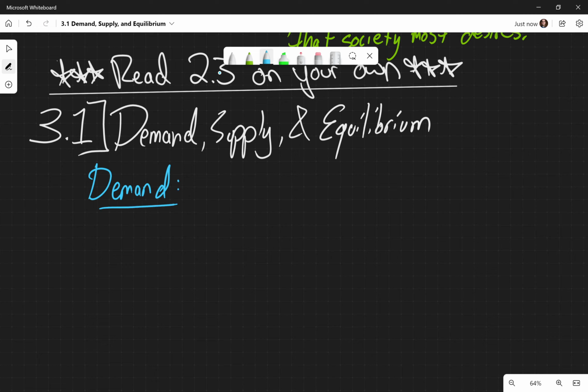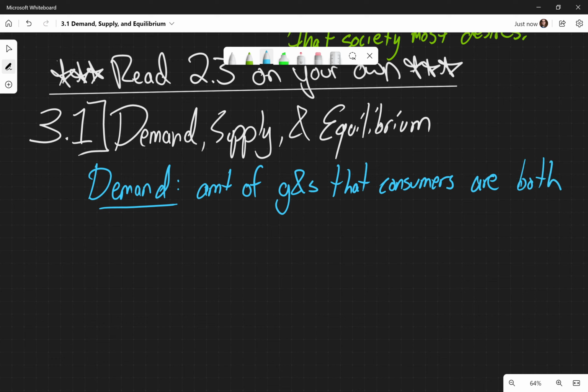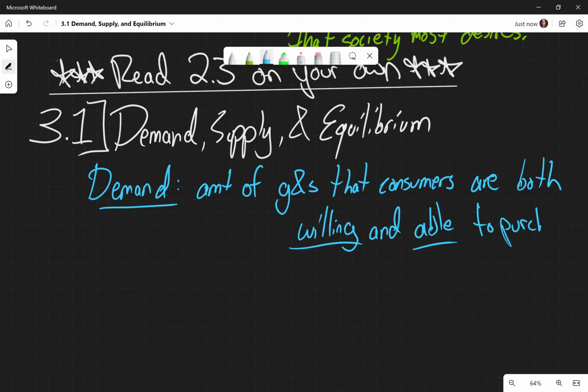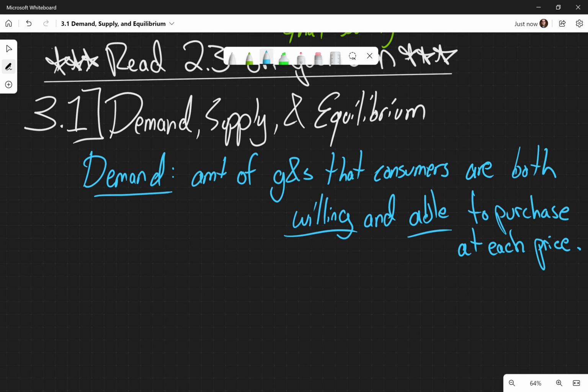Demand is the amount of some good or service that consumers are both, and so this is important, they have to be both willing and able to purchase at each price, or at the respective price, whatever that is. The price is obviously what the buyer pays for a good.